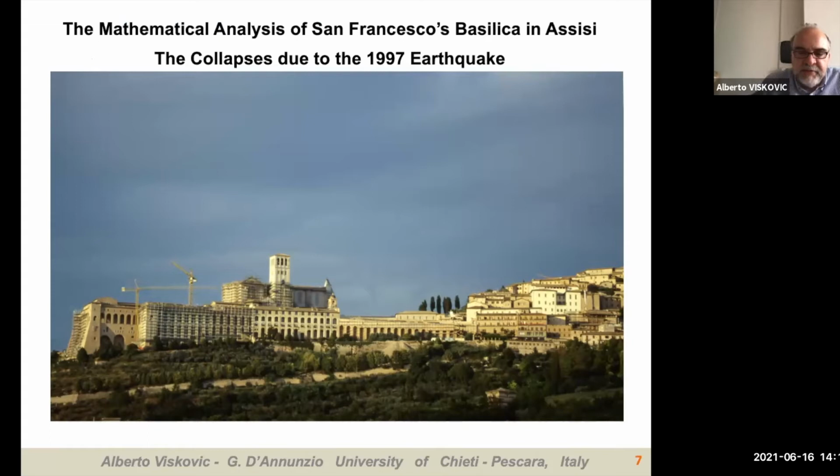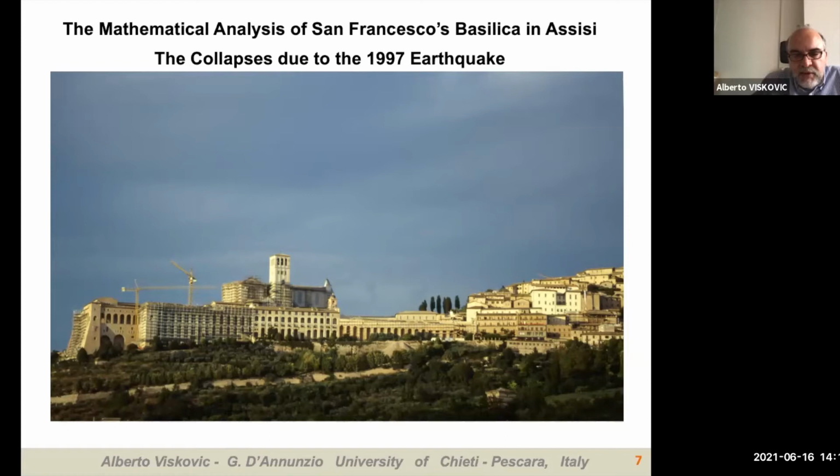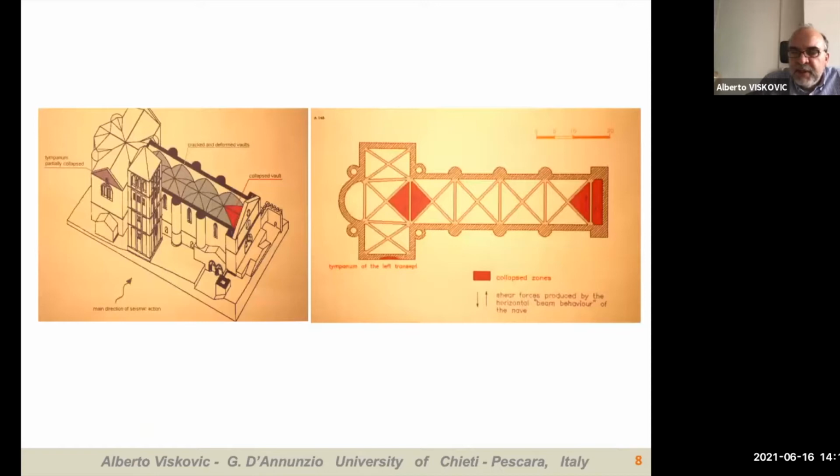The first case study is the investigation to understand the collapse mechanism of two vaults during the earthquake of 1997 in the Basilica of San Francesco in Assisi. During that earthquake, two vaults and two transversal arches collapsed.